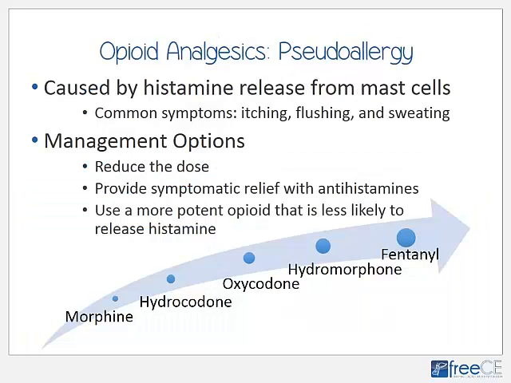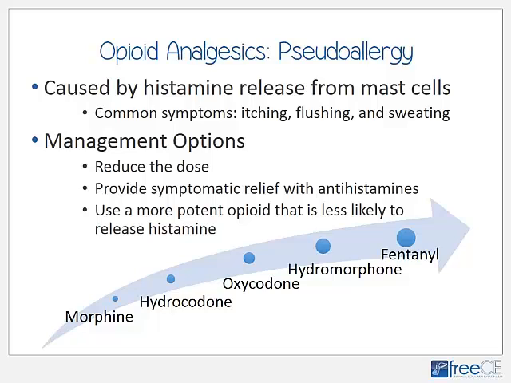Of course, the opioid analgesics can more commonly cause a pseudoallergy, which is induced by the histamine response by the immune system. This will cause the itching, flushing, sweating that people commonly complain of with these agents. You want to reduce the dose when possible. That will cut down on the severity of the reaction to a more tolerable level. You could provide symptomatic relief with antihistamines. Or actually try a more potent opioid, because these are the ones that are less likely to release histamine.